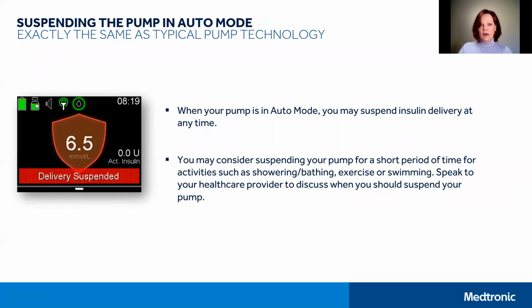While in auto mode, you do have the ability to manually suspend your insulin delivery at any time. And when suspended, the auto mode blue shield will turn red, along with a red banner across the bottom of your pump screen so that you're aware that your insulin delivery has been suspended. You will also receive an alert every 15 minutes to remind you that your insulin is suspended.